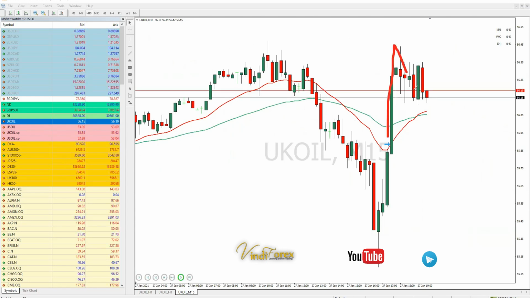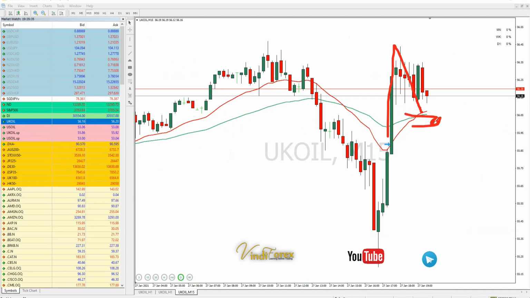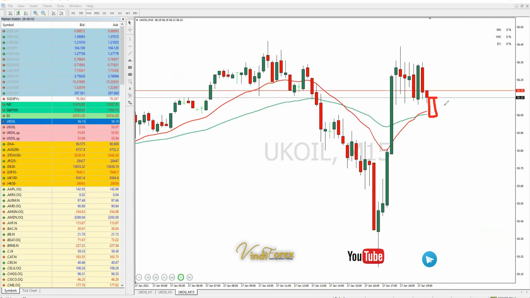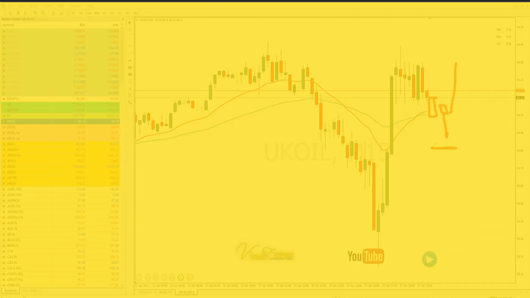Okay, it is now coming back. It's coming back to this area that was broken out of. So this is the structure. Breakout took place, price came back. So if you want to engage in this, you wait for the next nice green candle. It could be a pin bar of some sort, and then you buy and then put your stop loss below that.